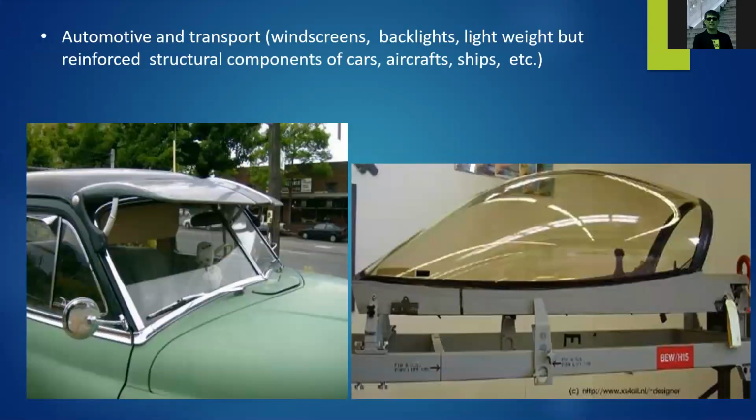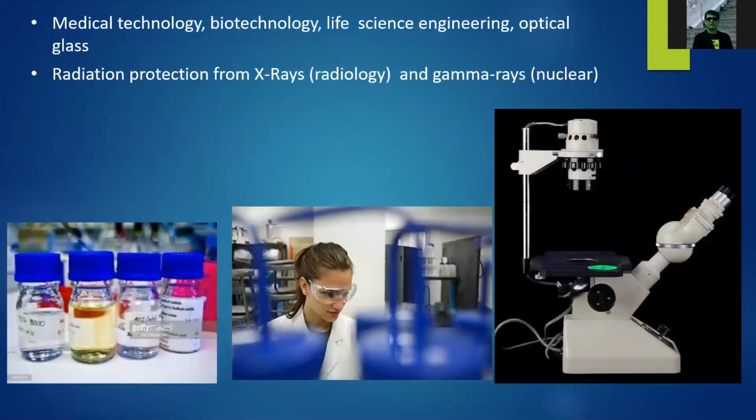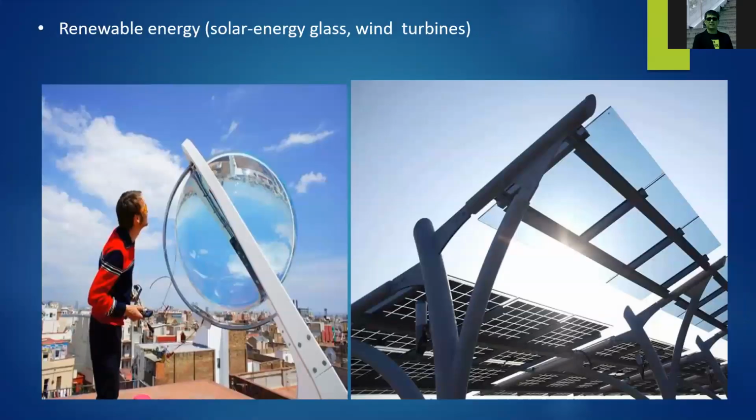And this is used for automotive and transport, like for the windscreen, the backlight, the reinforced structural components of cars, aircraft, ships, and others. It is also used for medical technology like biotechnology, life science, engineering, optical glass, protection from X-ray radiation for radiology, and gamma rays from nuclear medicine. This is also used for renewable energy like solar glass or the solar panels, the glass wind turbines, and other renewable energy uses.